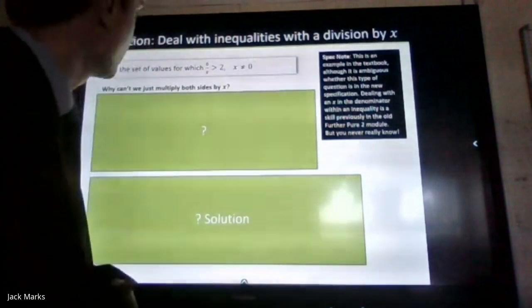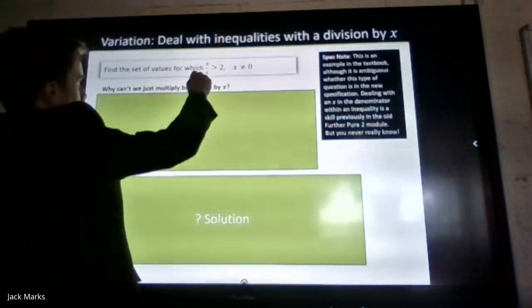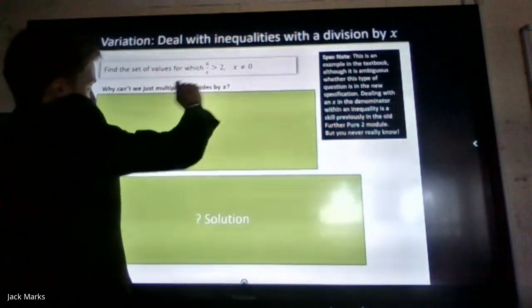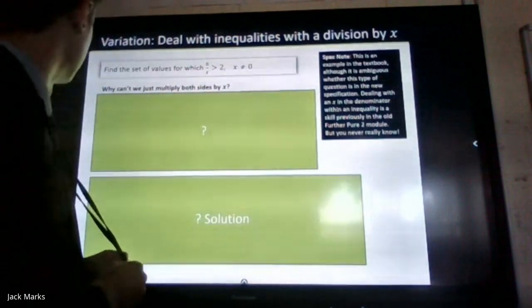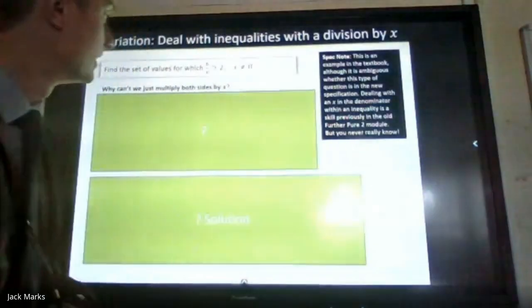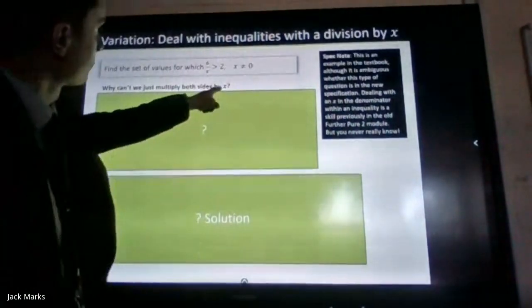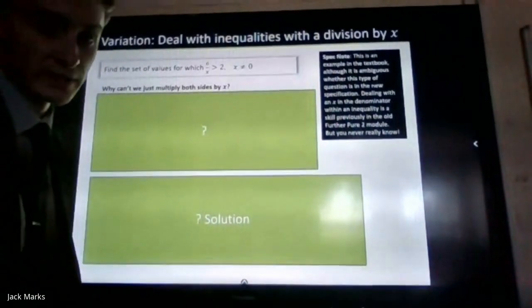Let's look at some variations, some that are a little bit different. Find the set of values for which 6 times the reciprocal of x is greater than 2. So this really is just an extra point here. Why can we not just multiply things by x? So what do you have to be careful of when you have inequalities?